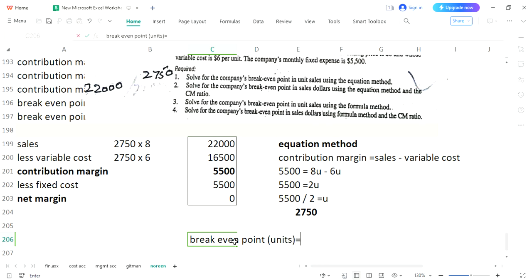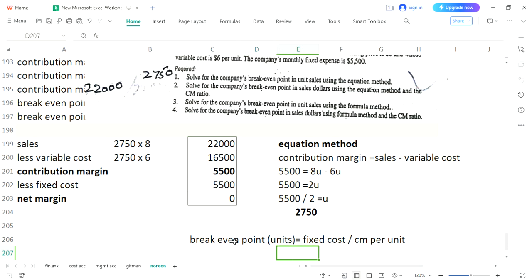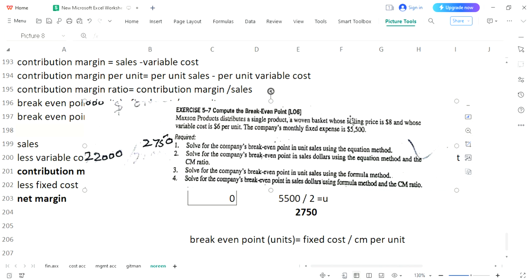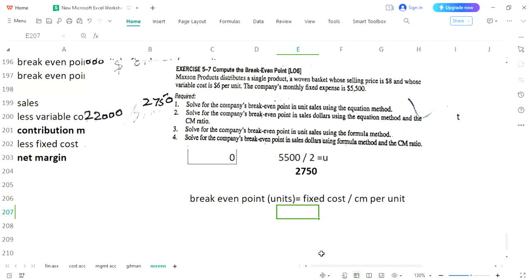How would you solve it? You will take fixed cost and you are going to divide it by CM per unit. Okay, we will solve it first. How much fixed cost do we have? In the question you can see you have your fixed cost 5500. So you can put over here fixed cost 5500 and you need to divide it by CM per unit. Per unit CM, how would you calculate? That formula we have already discussed.